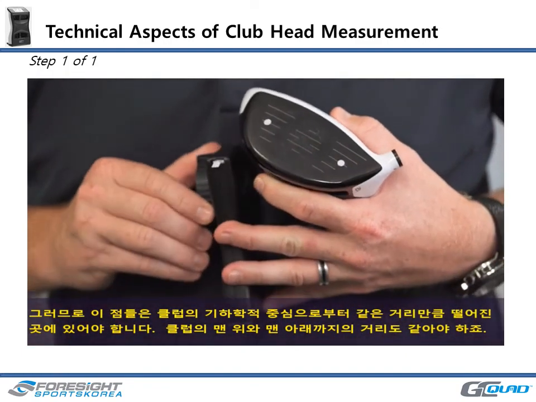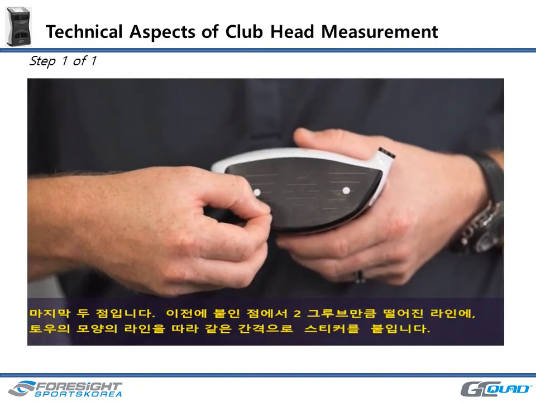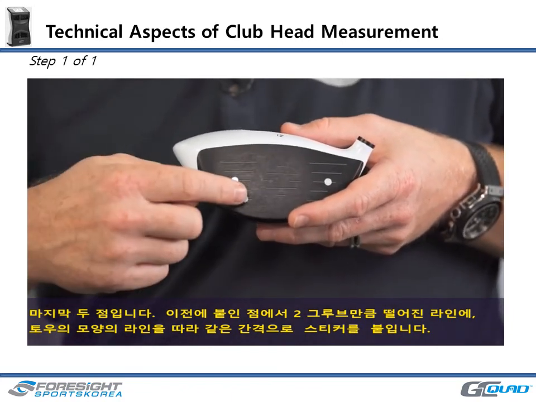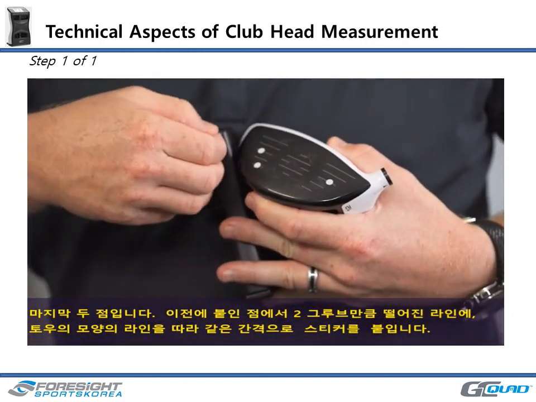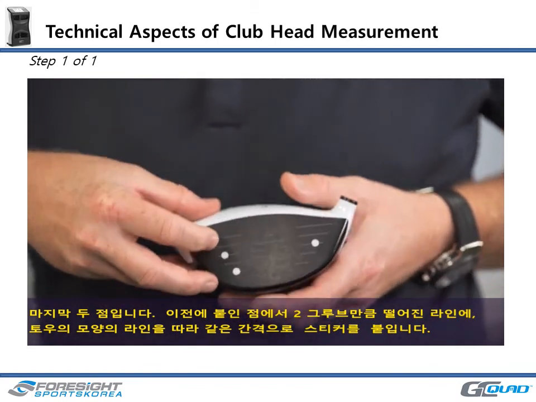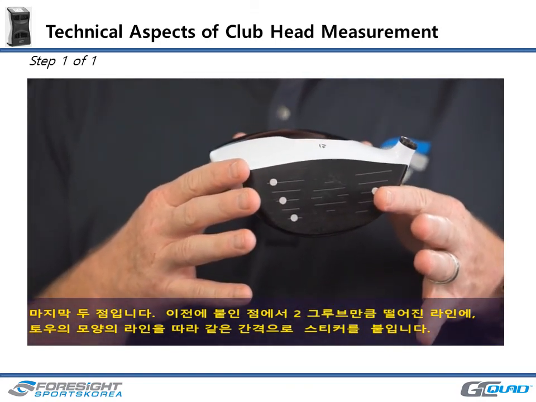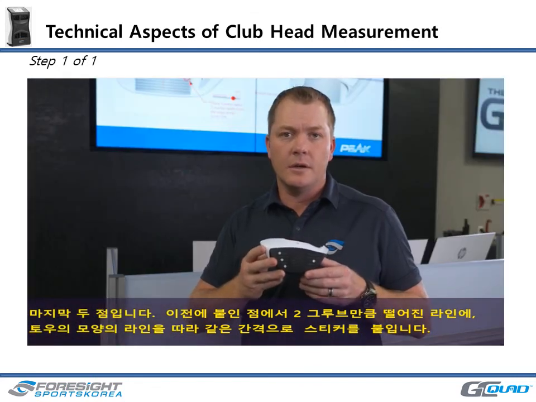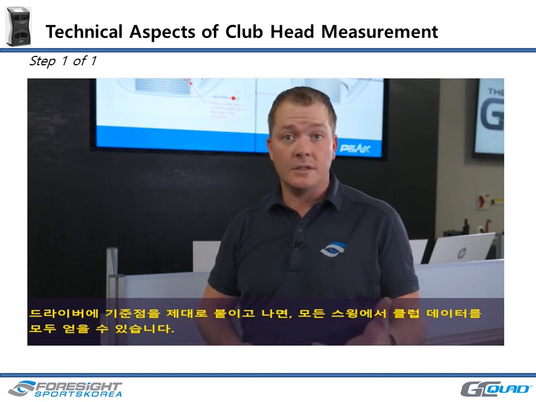When it comes to applying the final two, again, we just want to keep them a couple grooves apart, and I like to actually have them trace the geometry, the shape of the toe of the club. Now that we have the fiducials properly applied to the driver, we can go ahead and get full club data on every swing.